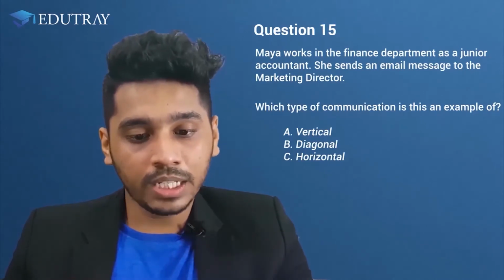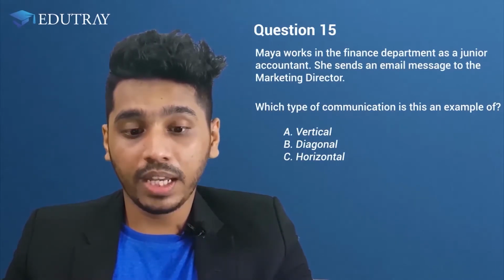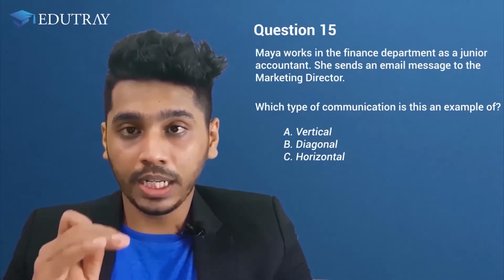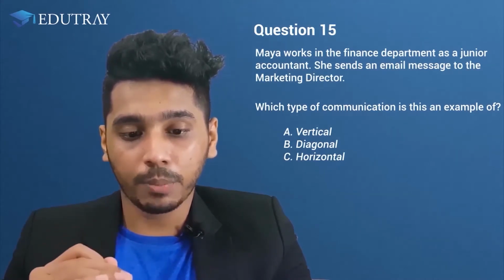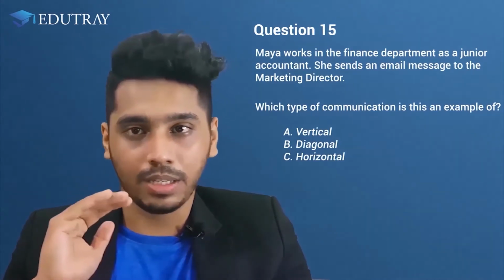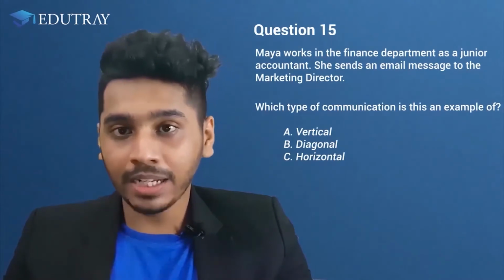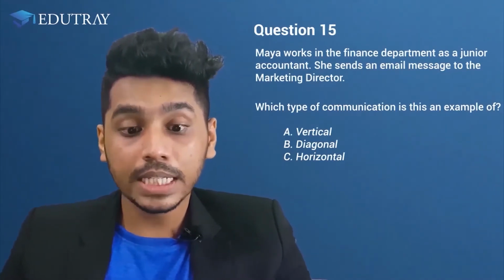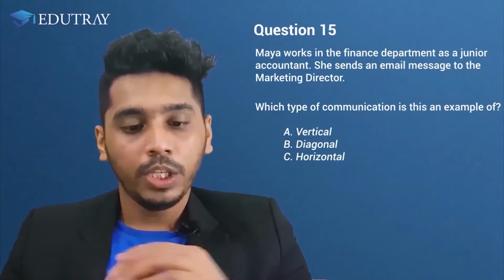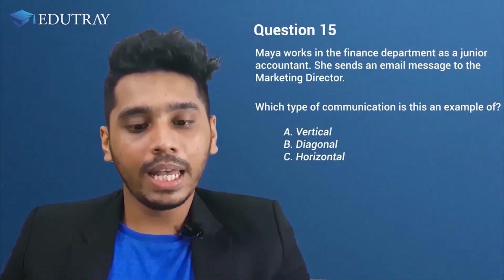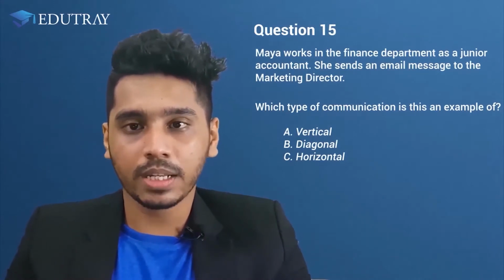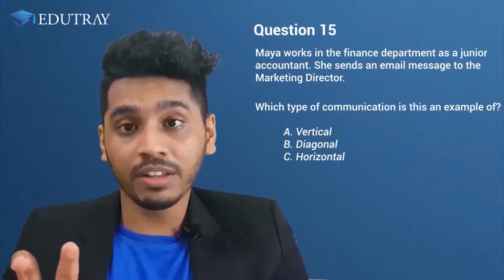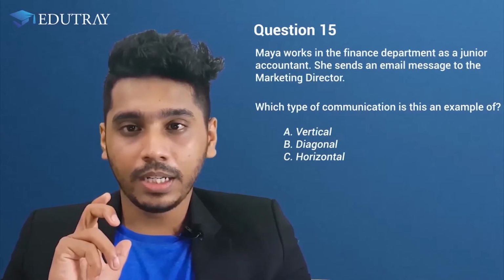In this given case, they are expecting us to identify whether it is vertical, option A, diagonal, option B, horizontal, option C. To form that conclusion and identify the correct answer, you need to look into the situation that is given. You take into account Maya. Maya is working in the finance department as a junior accountant, so necessarily a low level, and that too in the finance department.